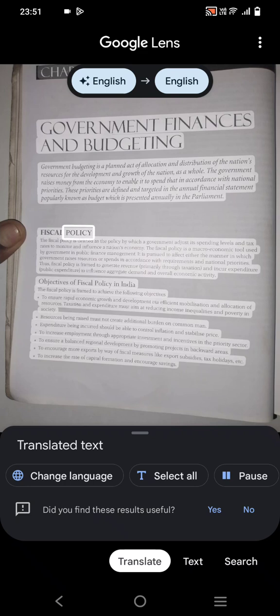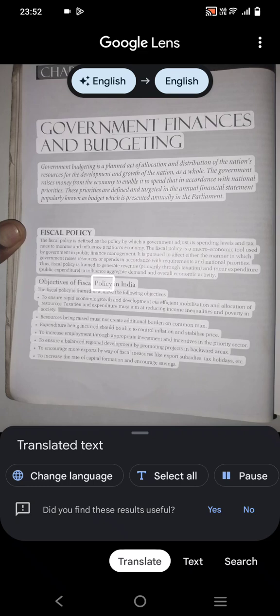Fiscal policy. The fiscal policy is defined as the policy by which a government adjusts its spending levels and tax rates to monitor and influence a nation's economy. The fiscal policy is a macroeconomic tool used by government in public finance management. It is pursued to affect either the manner in which government raises resources or spends in accordance with requirements and national priorities. Thus, fiscal policy is framed to generate revenue, primarily through taxation, and incur expenditure, public expenditure, to influence aggregate demand and overall economic activity.